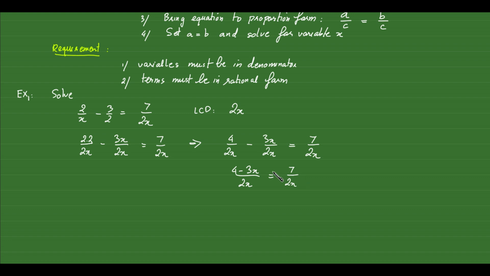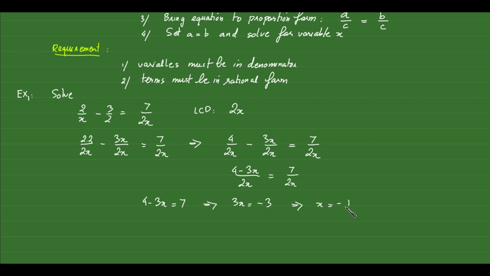So it's A and B, and you go ahead and set them equal to each other. So 4 minus 3x equals 7. So this implies negative 3x equals 3. Then x equals negative 1, right?